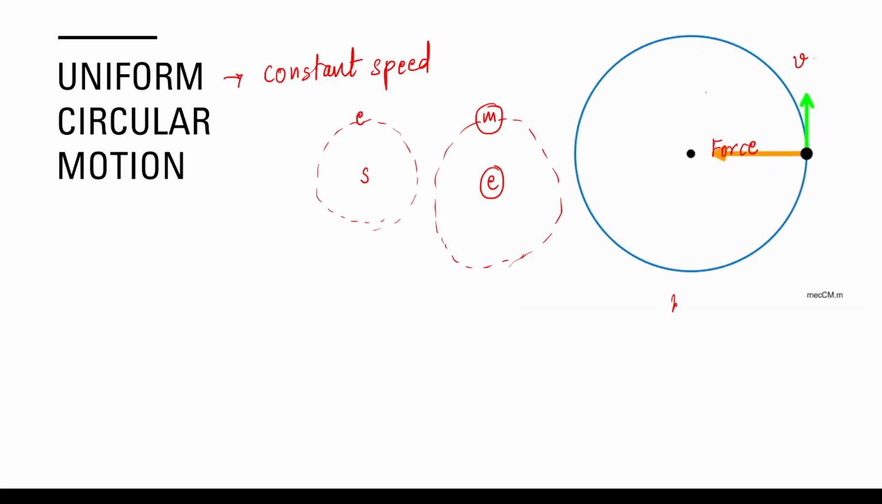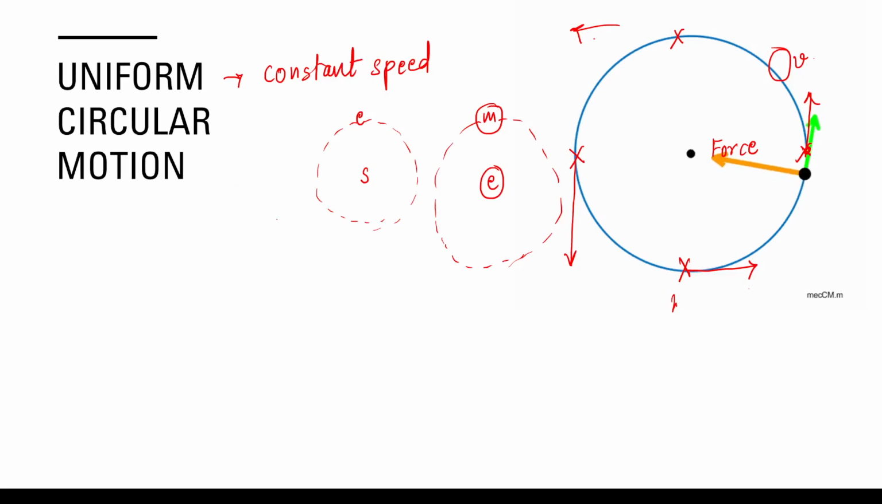Why not? As you can see in this animation, is this arrow constantly changing direction? When it's at this position, it is towards the left. When it comes to this position, the arrow is towards downwards. When it comes to this position, the arrow is towards the right. So what does this green arrow show? It shows velocity. Why is velocity changing? Because the direction of the velocity is changing, but the speed is not changing.